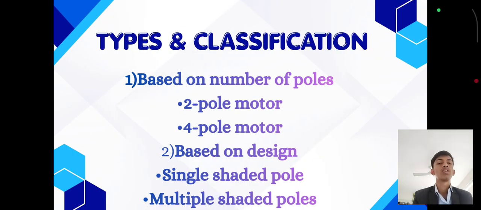Types and classification of shaded pole motor. There are two types, based on number of poles and based on design. Based on number of poles, first is a two pole motor and second is a four pole motor, and based on design, single shaded pole and multiple shaded pole. So I hope you understand the types and classification. We can go to the next slide.